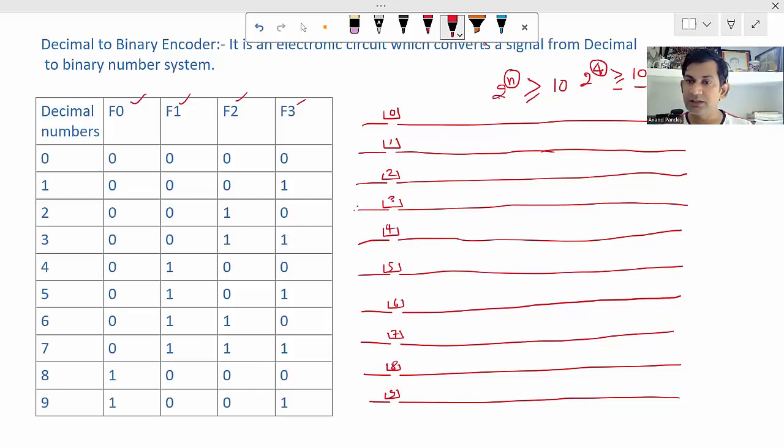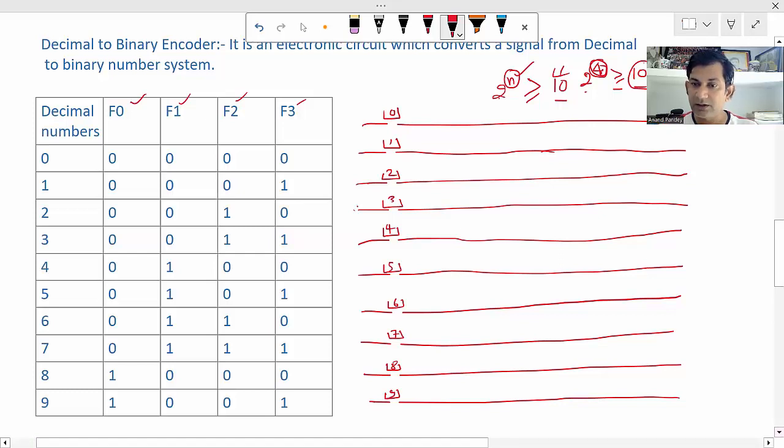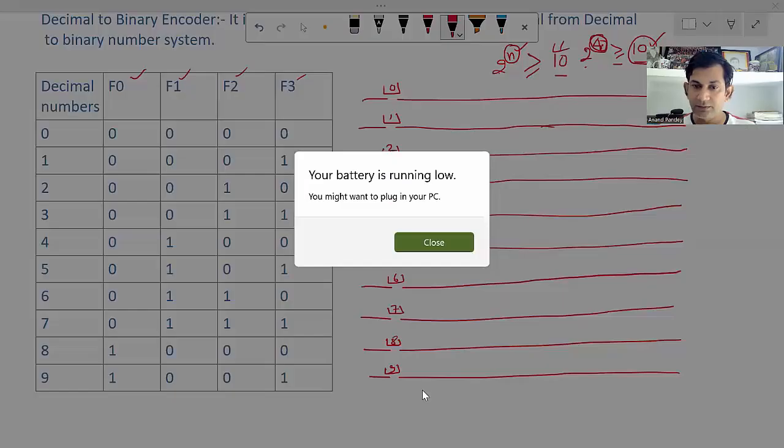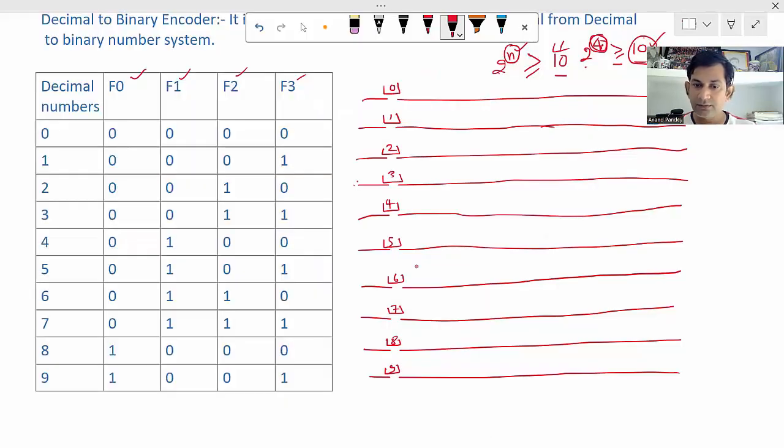So 2 to the power n must be greater than or equal to the number of input lines. Here n is the number of output lines. So 2 to the power number of output lines must be greater than or equal to the number of input lines. This is the rule. Here we have 10 input lines, so the number of output lines should be 4 because 2 to the power 4 is greater than 10. So for those 4 output lines, we will draw vertically 4 OR gates.